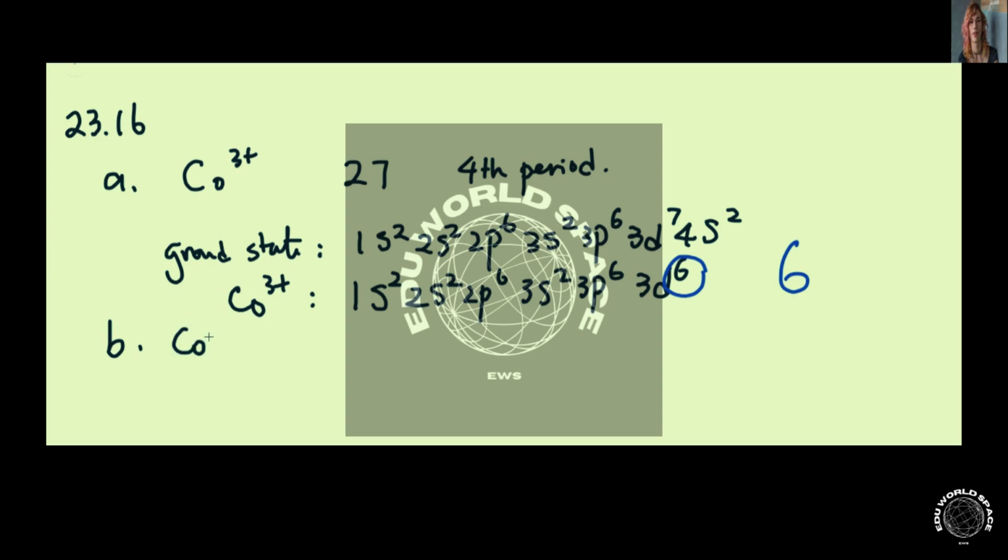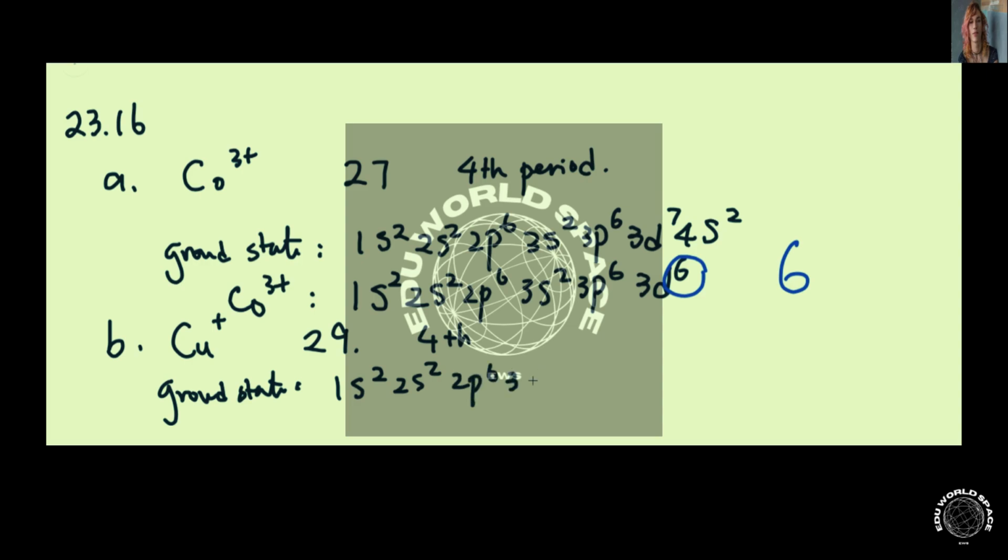1+. The atomic number for copper is 29, and it's also in the 4th period transition element. So the ground state for this copper will be 1s2, 2s2, 2p6, 3s2, 3p6, 3d10, and 4s1.